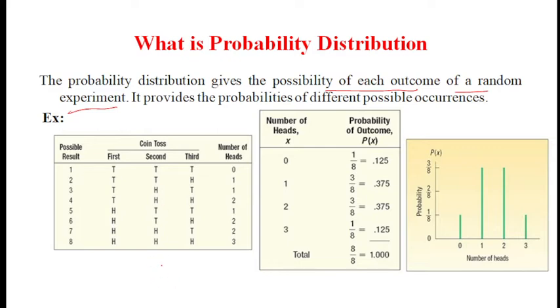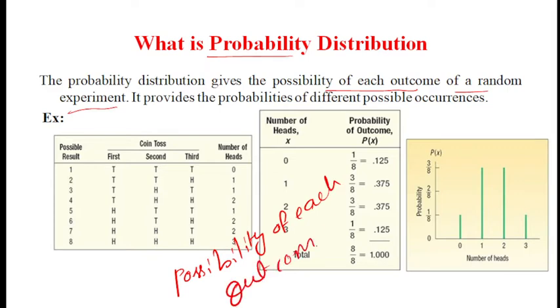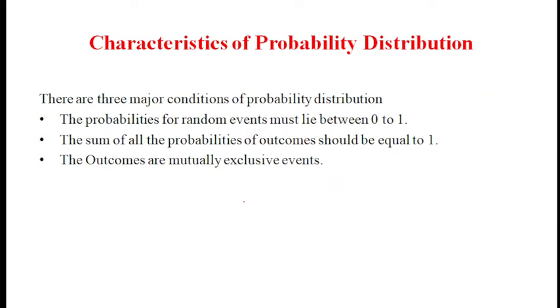Here we need to remember this point: possibility, as the name suggests, means possible outcomes. It gives the possibility of each outcome from the random experiments. Let me cover the characteristics of probability distribution.